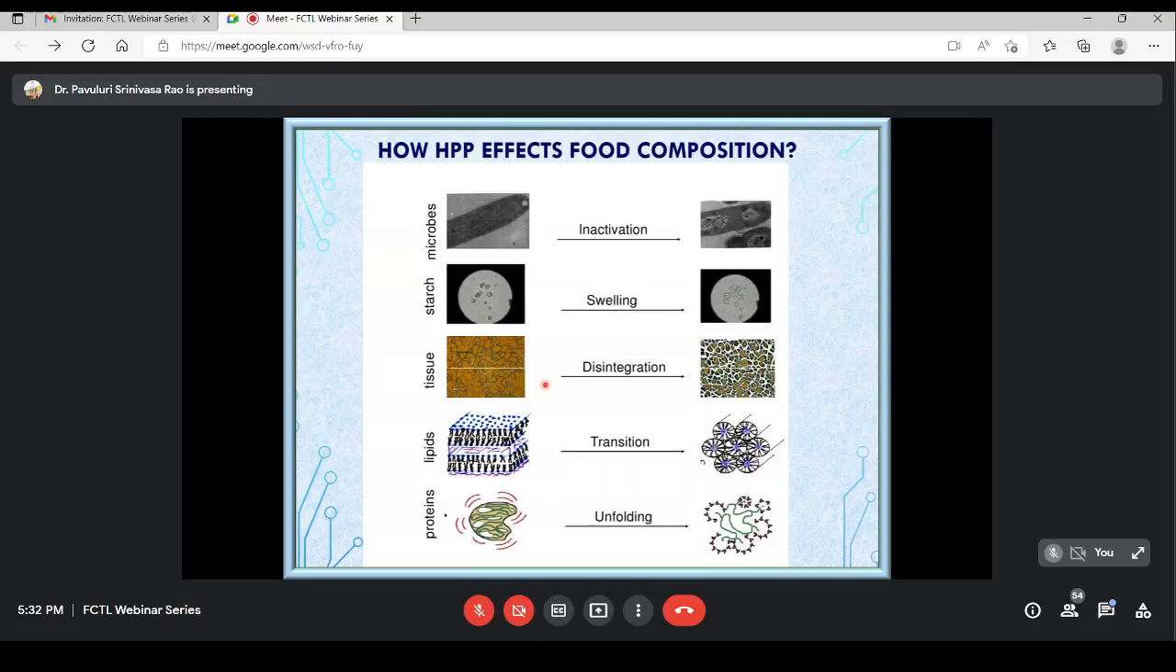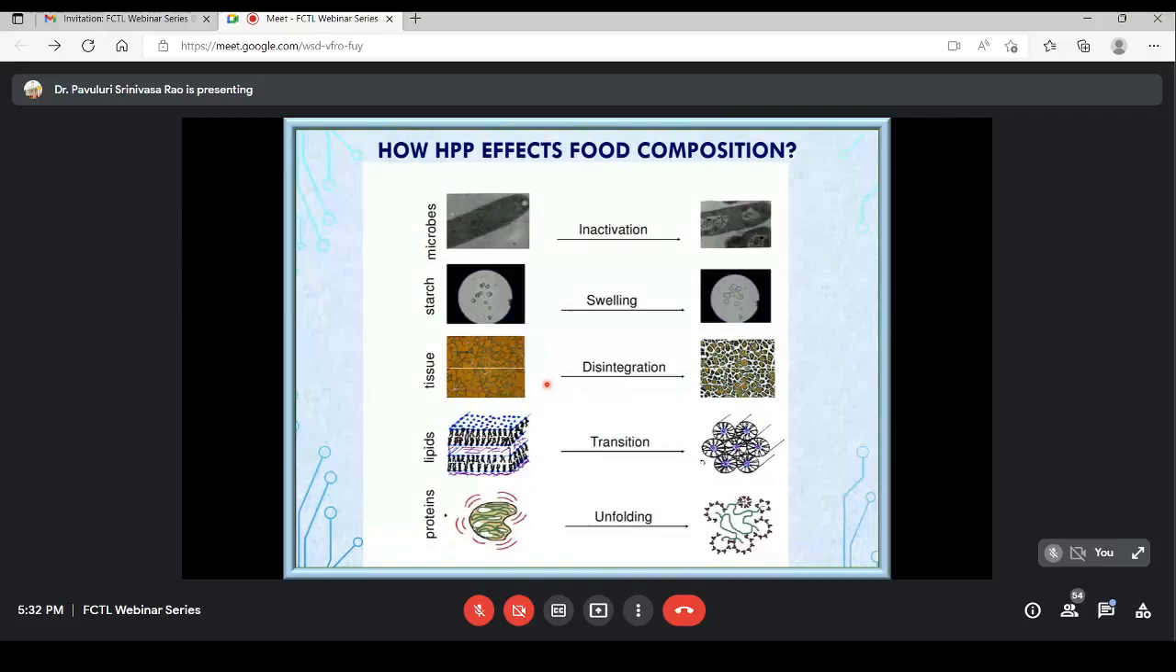Now looking at the effect of high pressure on the food composition, the microbes, as we know, get inactivated. The mechanism which is postulated so far is the permeabilization of the cell, or the cell lysis. So this way the inactivation of the microbes is occurring. Starch in presence of water, when applied with high pressure, gets swollen, and the tissues which are soft or moderately hard will be disintegrated. So this is the reason water penetration is possible, and you can have some kind of intermediates which can be prepared with improved heat and mass transfer.